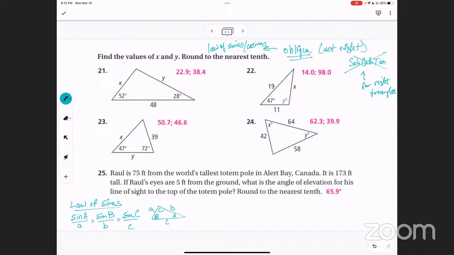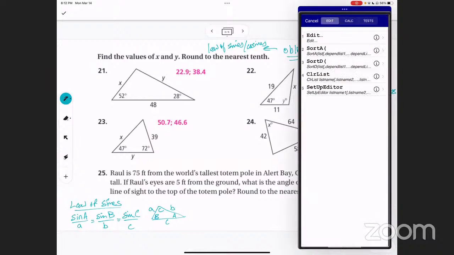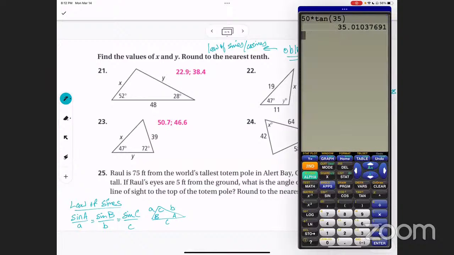It's going to be 180 minus 52 minus 28. Let me try that again. 180 minus 52 minus 28. So this is just 100. Got it? So the sine of 100, watch my formula. The sine of 100 divided by 48 is going to equal what?